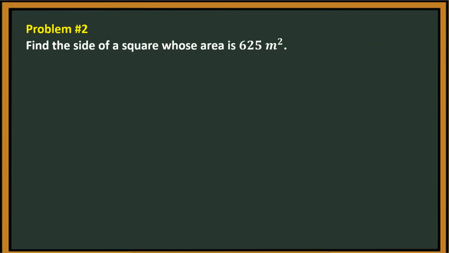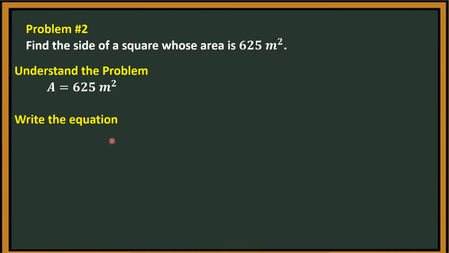Problem 2. Find the side of the square whose area is 625 square meters. First, understand the problem. So, sa given natin, we have here the area which is equal to 625 square meters. And then after that, we're going to write the equation.